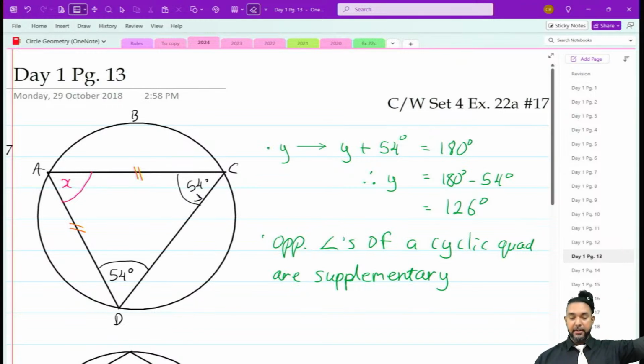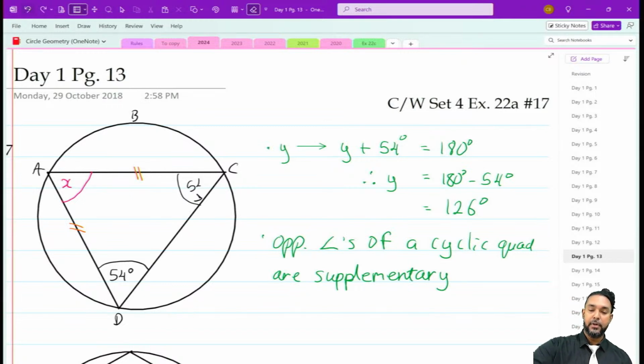So can we then find x? Why? Because the sum of the angles in a triangle is 180. So if we have 54 and 54, we're missing x, we can simply add them together and subtract from 180 degrees.